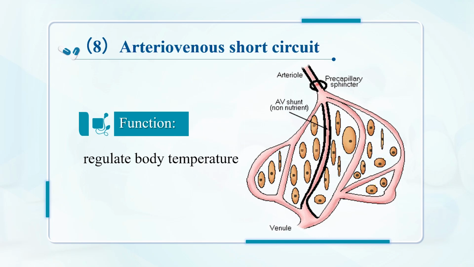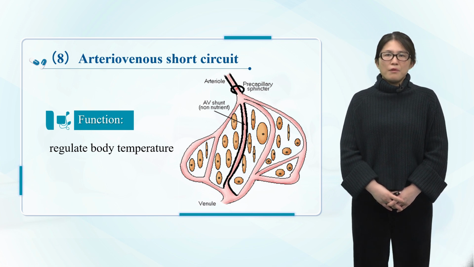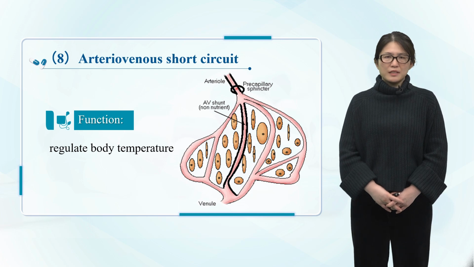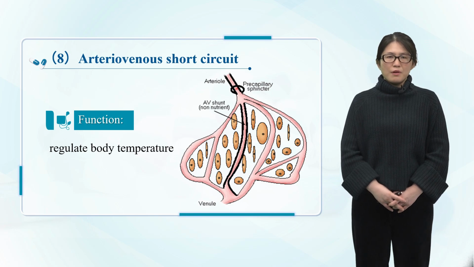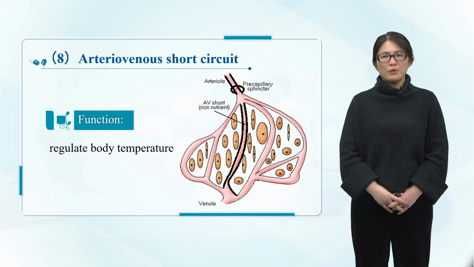Short-circuit vessels refer to the direct anastomotic branches between small arteries and venules in the vascular bed. They are mainly distributed in the skin of fingers, toes, ears, etc. When the short-circuit blood vessels are opened, the blood in the small arteries can directly flow into small veins without passing through the capillaries, which is functionally related to the regulation of body temperature.